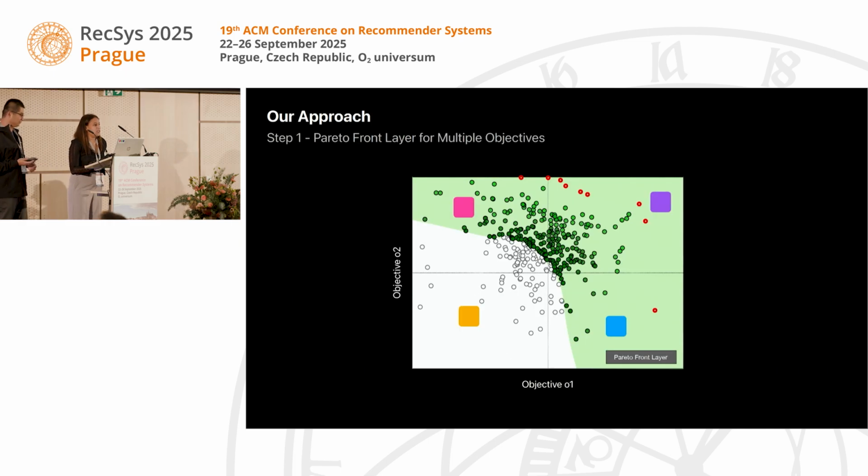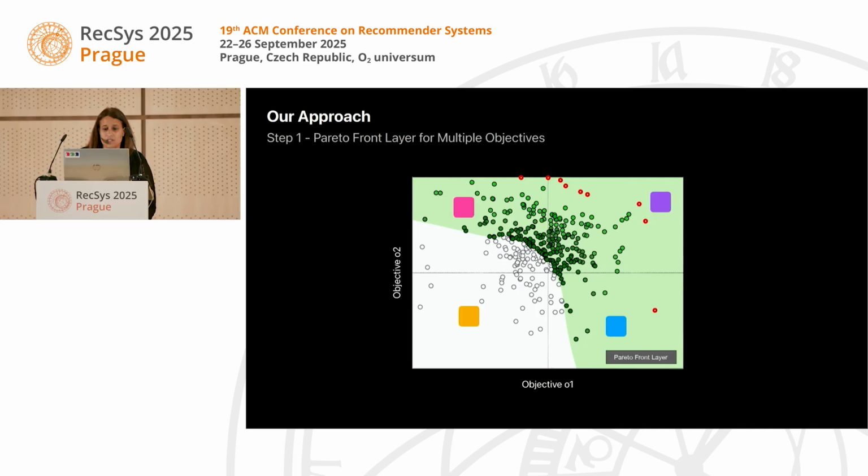Hi, everyone. So now I'll talk about our approach. In the first step of our approach, we focus on finding the items that are going to be eligible to be shown to the user. These are the items that you see here in the red circle. These items are the Pareto front. That means that these items are improving both objectives, and you cannot improve one objective without hurting the other objective.